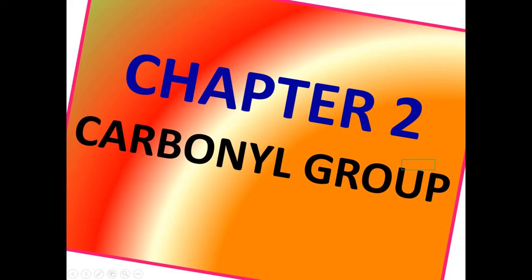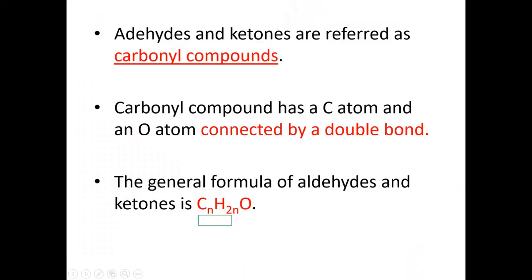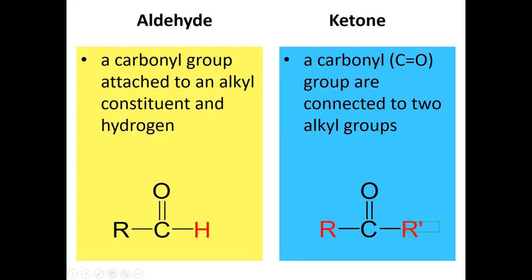Let's continue our lecture with chapter 2, carbonyl group. Aldehyde and ketones are referred to as carbonyl compounds. A carbonyl compound has a carbon atom and an oxygen atom connected by a double bond. The general formula of aldehyde and ketone is CnH2nO. For aldehyde, a carbonyl group is attached to an alkyl substituent and hydrogen, R-C double bond O-H.